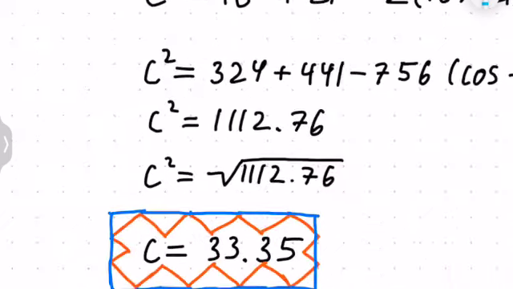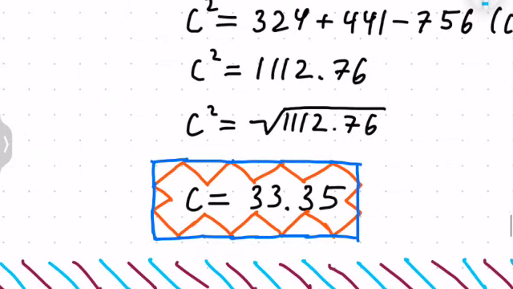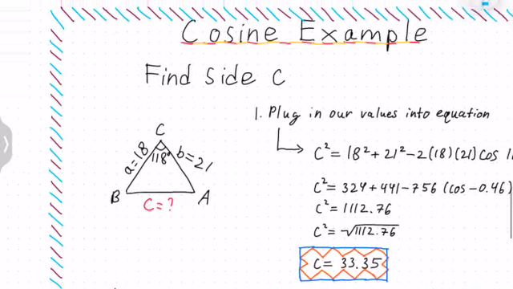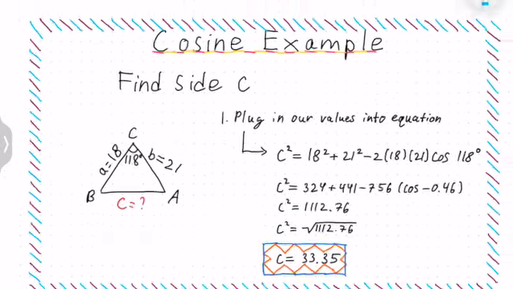Once again, c squared equals 1112.76. Now we need to get rid of the square. So we square root both sides to finally get the answer. c equals 33.35. Ladies and gentlemen, we have found side c.